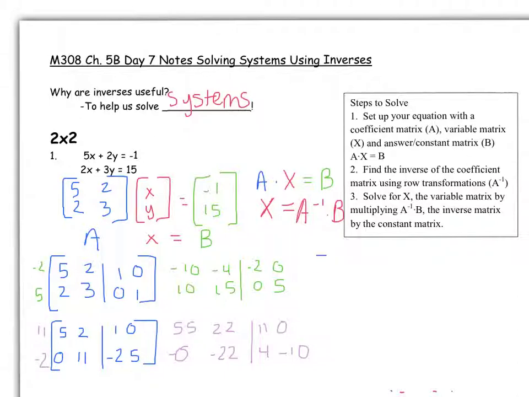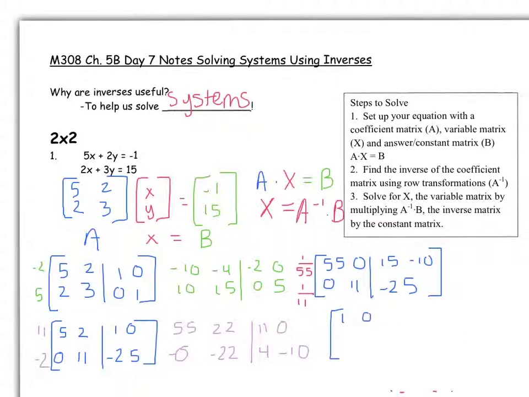And then when I add those together, the bottom row is going to stay the same this time. So I get positive 55, 0, 15, and -10. And now my last step is just going to be to multiply the top row by 1 over 55 and the bottom row by 1 over 11. So now my inverse is 3 over 11, -2 over 11, -2 over 11, and 5 over 11.